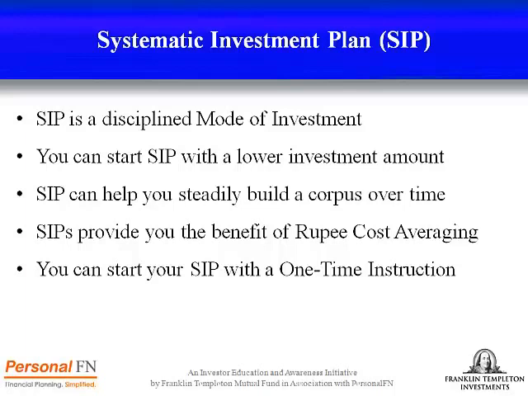You can start your SIP with a one-time transaction. Along with the check for the first transaction, you need to fill a one-time instruction form called the SIP instruction form through ECS or direct debit, which needs to be submitted only once. Post activation of your SIP instruction, the money can be deducted on a regular basis from a bank account and invested in the respective mutual fund scheme.